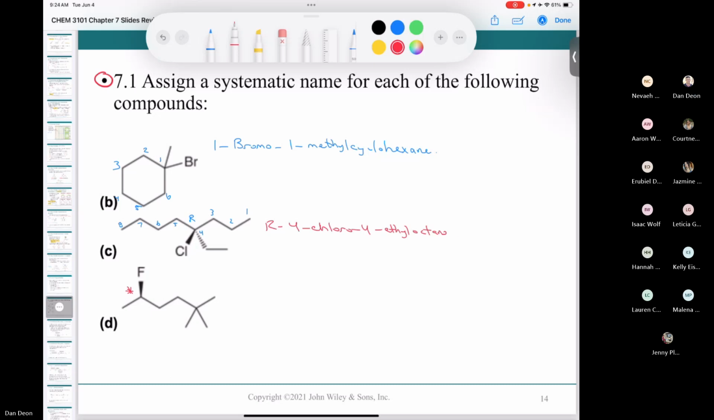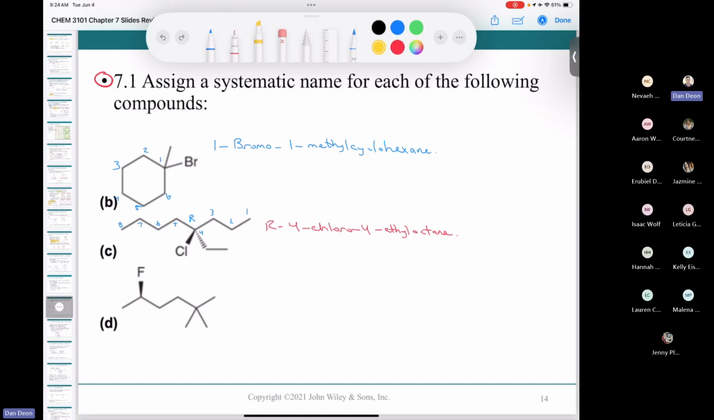And the last one, did anybody get the stereochemistry in the last one? Is it R or S? Yeah, exactly. It's an R compound, right? You have 1, 2, and 3. The proton is in the back. So yes, this is definitely an R compound. Can't argue with that.